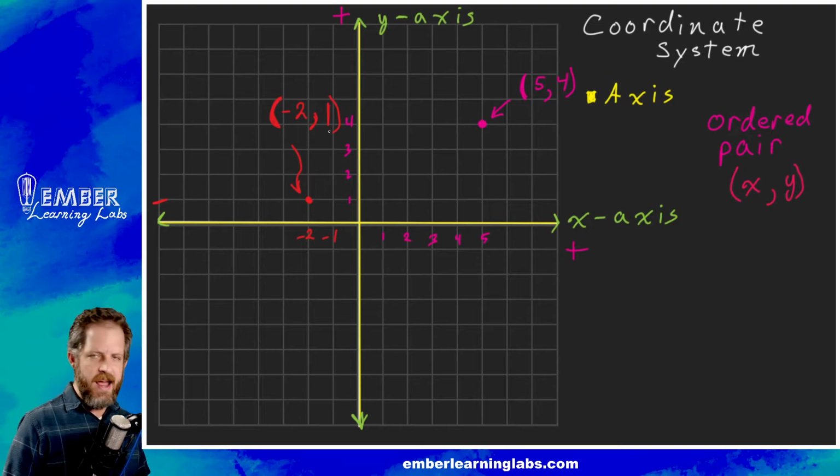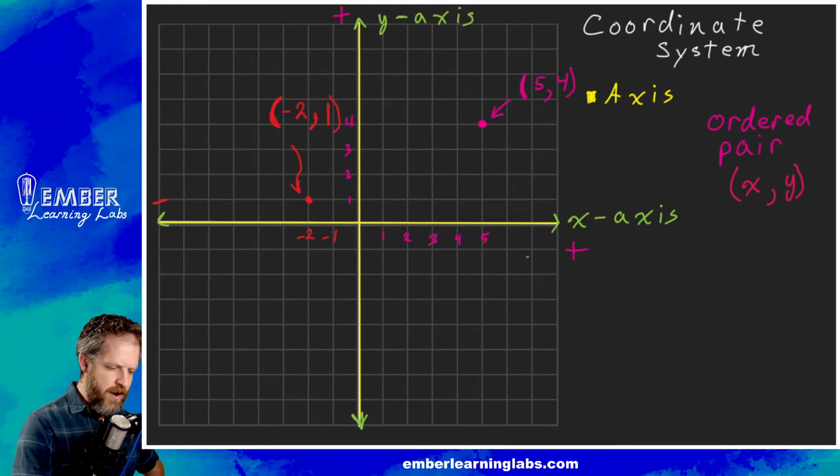Let's do one in every quadrant. Each one of these boxes is called a quadrant. All right, let's do an orange one down here in quadrant 4.